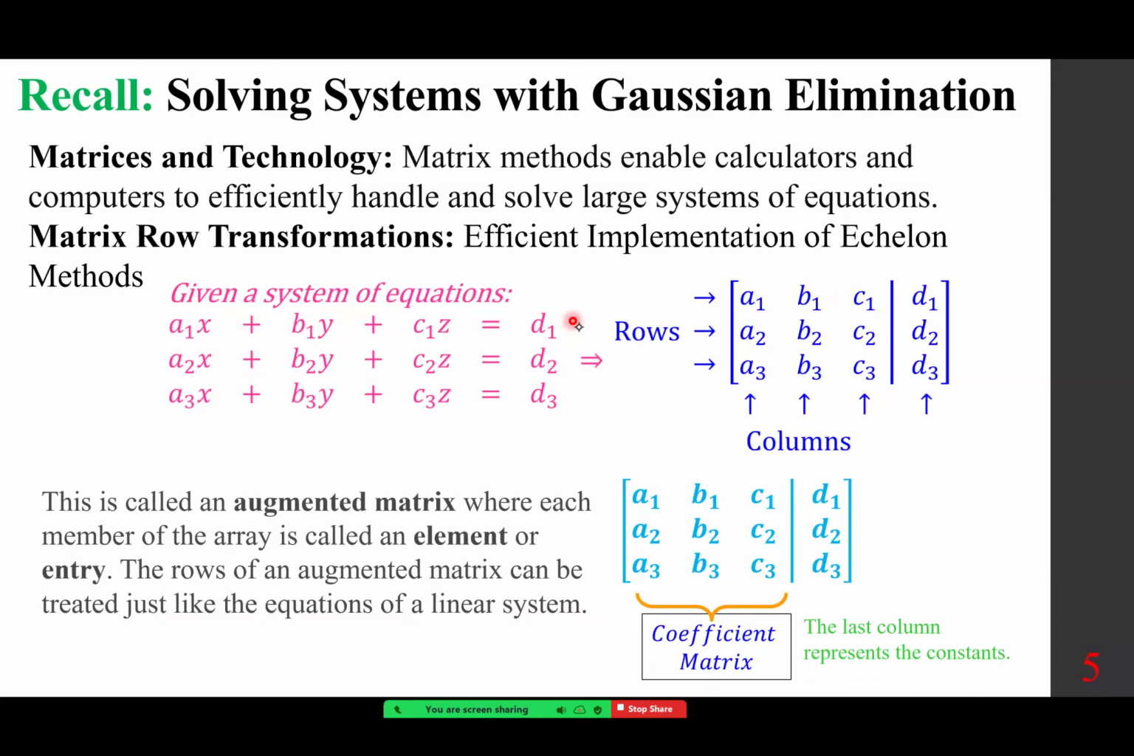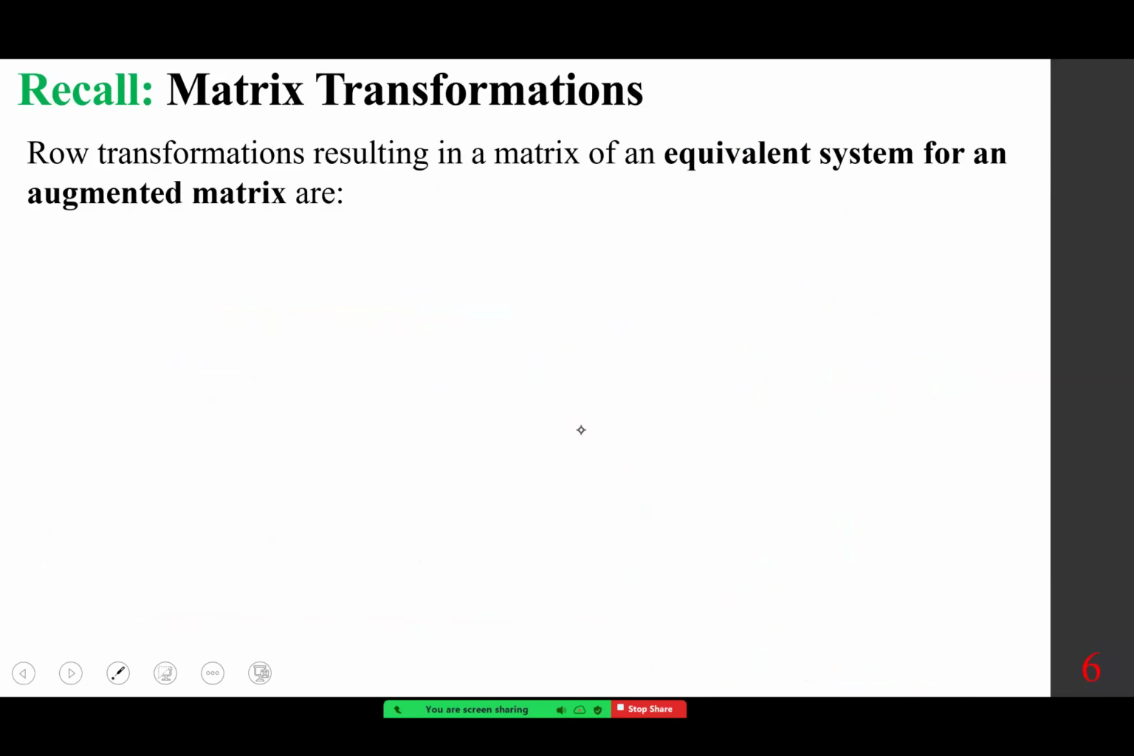So we can do the matrix transformation because in essence, these two are equivalent. So what would be matrix transformation? Row transformations resulting in a matrix of an equivalent system for an augmented matrix are whatever we do to equations, we can do to rows.